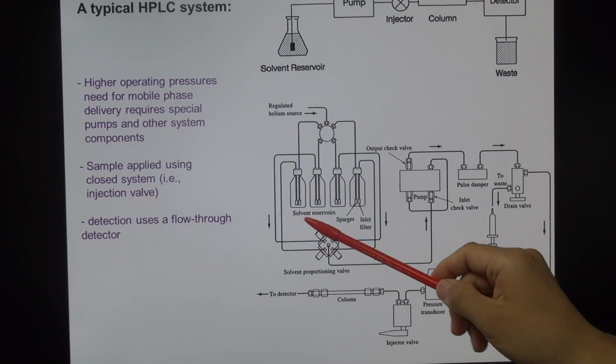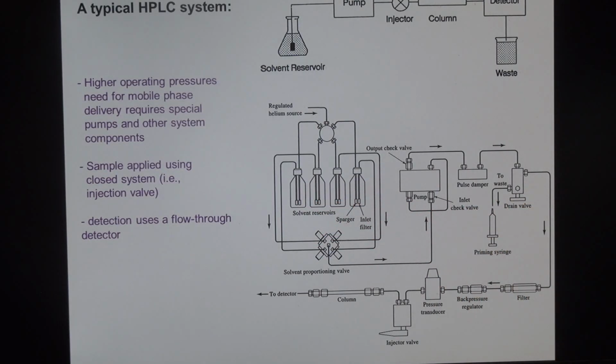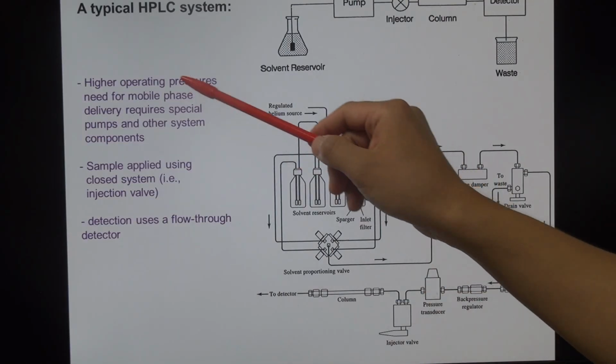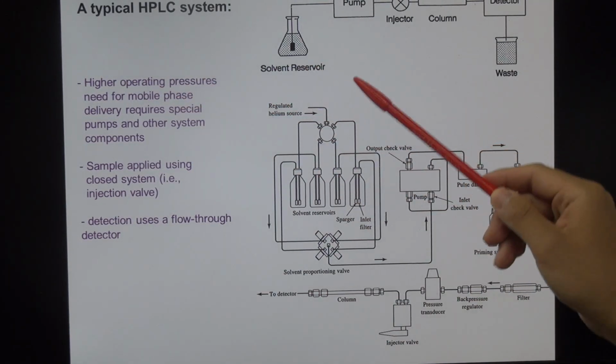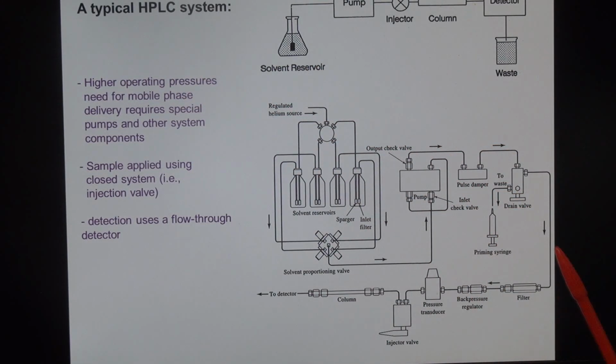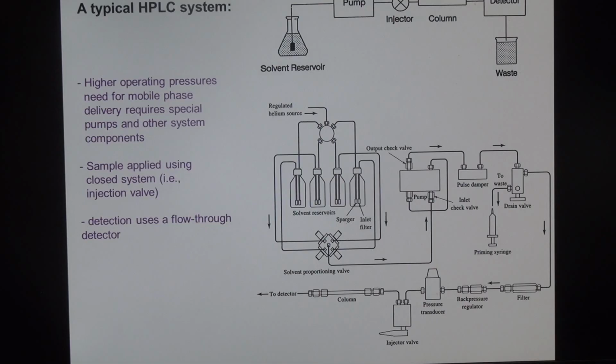We usually use solvent reservoirs because sometimes we need to use a mixture of solvents for the mobile phase, and we use very high operating pressure for HPLC, usually several hundred atm for packed columns. So because of this high operating pressure, this HPLC system is much more elaborate and much more expensive than low performance LC. Okay. So here shows the basic schematic diagram of an HPLC system.